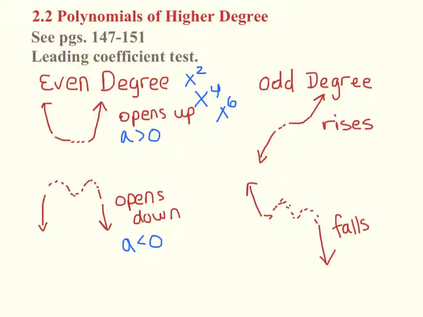Now moving on to odd degree, so this is going to be linears, it's going to be cubics, it's going to be quintics, and anything beyond that that has an odd power. It's going to rise when the leading coefficient is positive. Think of a line with a positive slope. It rises. It's going to fall when the leading coefficient is negative, like a line would fall if it had a negative slope.